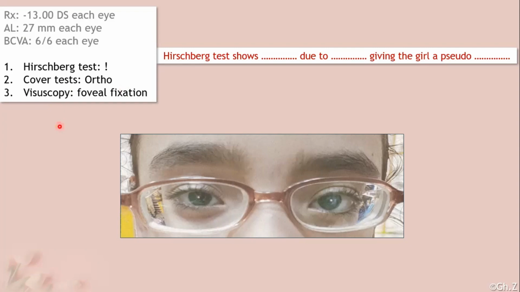There is another step to diagnose angle kappa called visioscopy. I'm not going to talk about visioscopy right now, but I am just trying to show you that there are three steps to diagnose abnormal angle kappa. First, we notice decentration by the Hirschberg test. Then we do the cover test to exclude strabismus. And finally, we do visioscopy to document foveal fixation, because this girl has foveal fixation. She is using her fovea in each eye for fixation. Okay, clear now? Shall we move to the next slide?